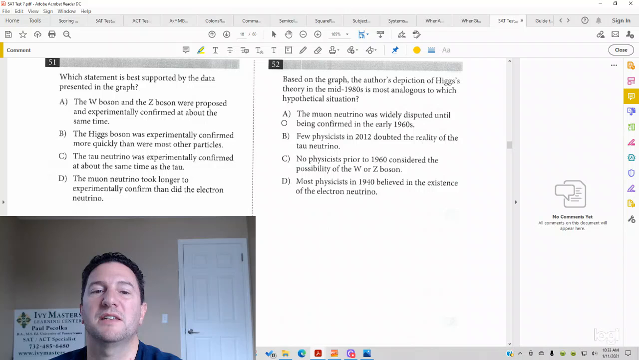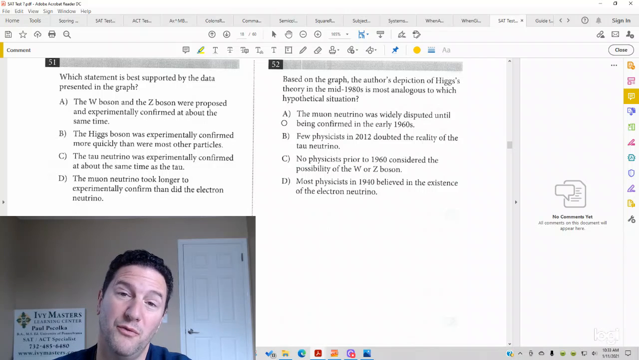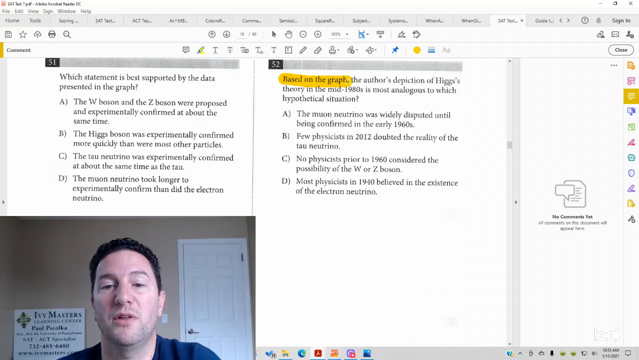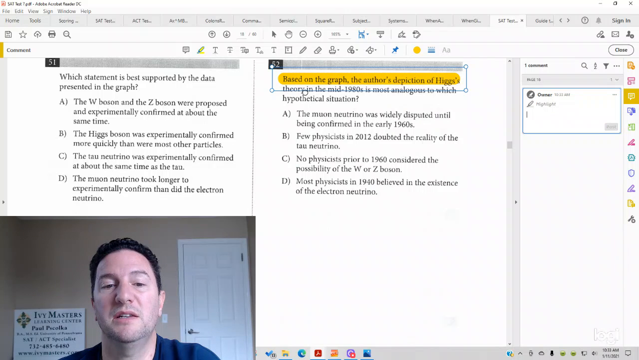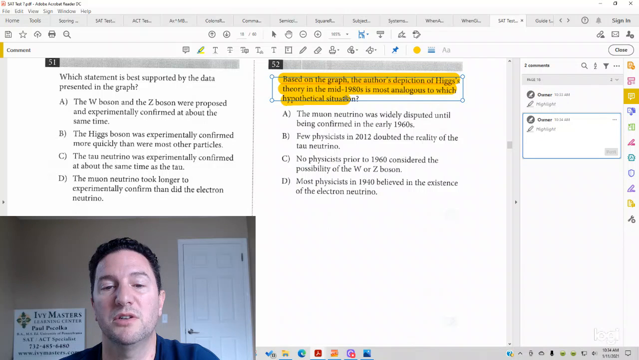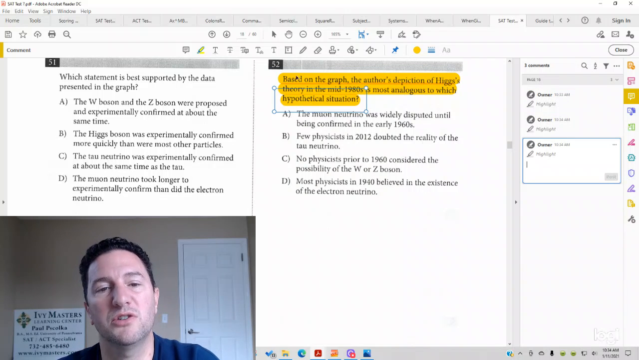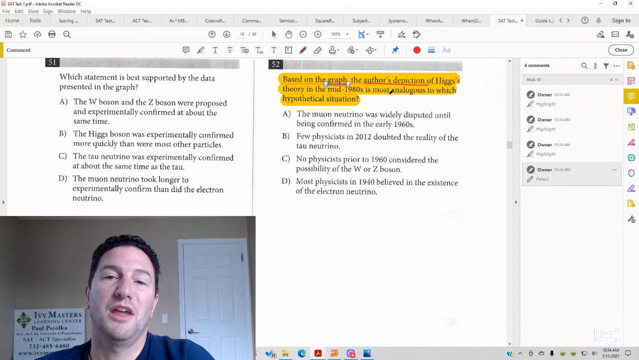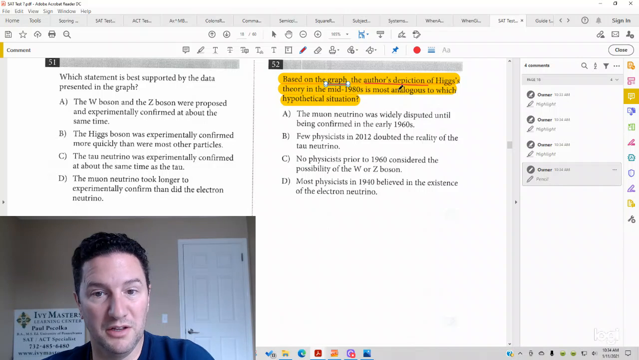And today we're going to look at Test 7, Section 1, number 52, which reads, based on the graph, the author's depiction of Higgs theory in the mid-1980s is most analogous to which hypothetical situation? Based on the question, we've got to look in two places, the graph, and notice it also says the author's depiction. And if it says the author's depiction, you know you got to look at the passage.